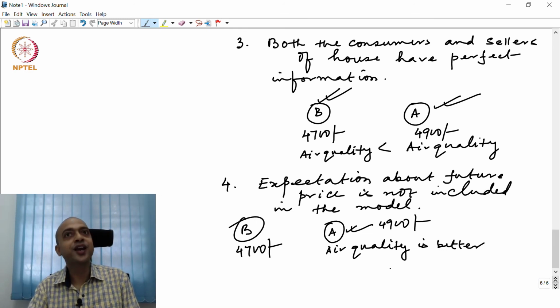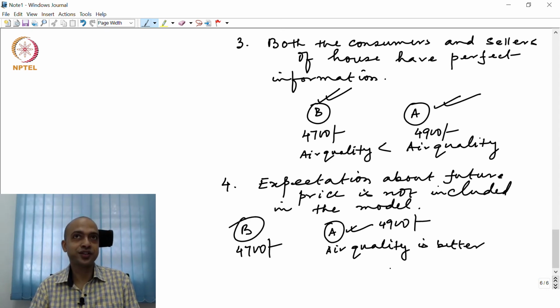But this hedonic pricing model cannot include that expectation about the future price rise, because when I collect the data, it is only realized value. Consumers have already purchased the house and I am collecting the value: 20 lakhs, 25 lakhs, 30 lakhs. I am not asking the respondents, you have purchased the house, what kind of calculation or expectation you had in your mind?